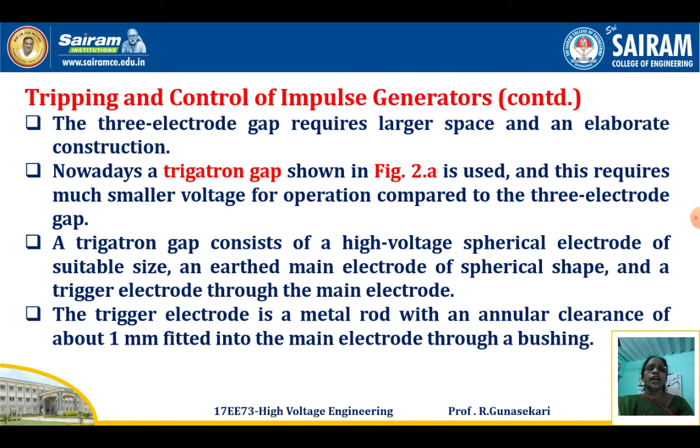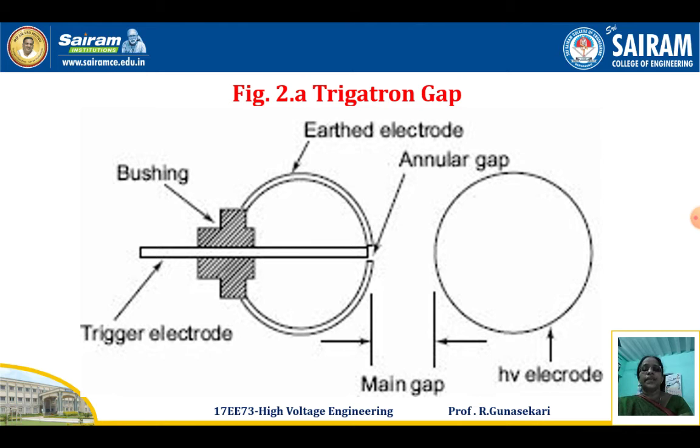The 3 electrode gap requires large space and an elaborate construction. Nowadays the trigatron gap is used, which is shown in figure 2a. Now you see the figure; this is the trigatron. Before, G represented the thyratron, and now this is the trigatron. This is the difference.